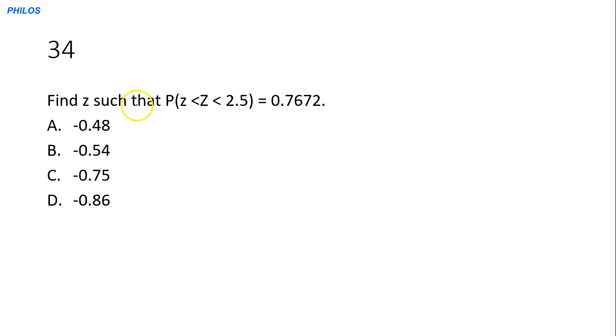Find small z such that the probability of z being between this z and 2.5 is equal to 0.7672. Now to solve this, let's sketch a small curve. Now if 0 is here and let's say this place is 2.5, we don't know the second z, so let's put it somewhere here.